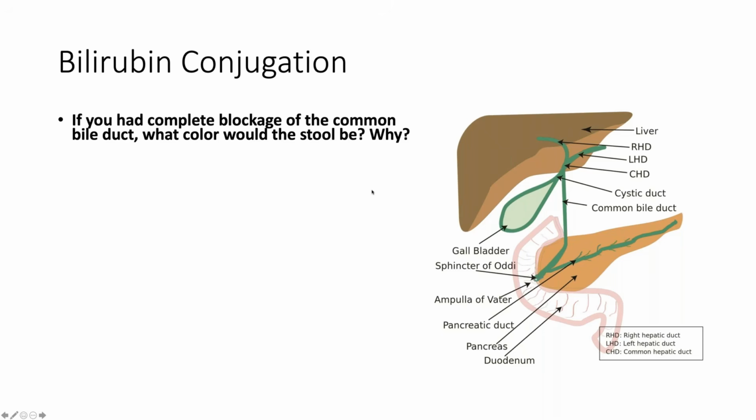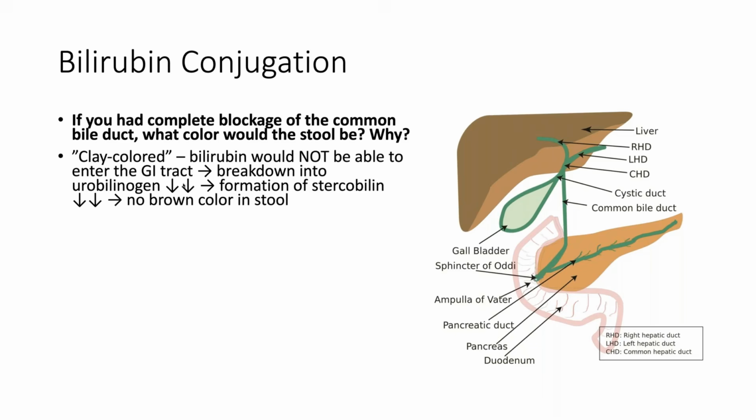So if you had a complete blockage of the common bile duct, what color would the stool be and why? The stool would be pale because there's no bile coming in. Yeah, exactly. Specifically, there'd be no bilirubin coming in. So if there's no bilirubin, there's no urobilinogen. There's no urobilinogen, there's no stercobilin. And so there's nothing that's going to give the stool the brown color. So classically, they say clay colored. Isn't that cool?